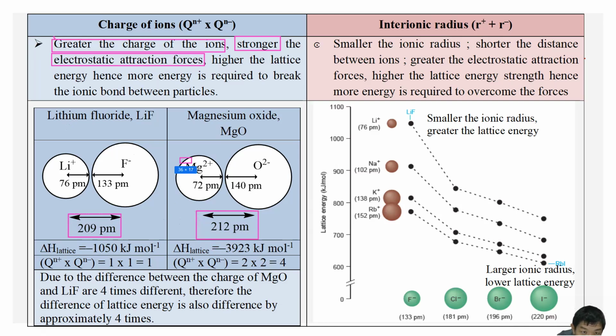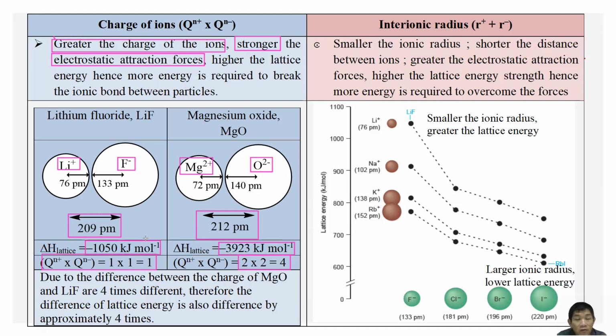However, because the magnesium and oxide ions are Mg2+ and O2-, the total charge here will be 4, whereas lithium fluoride is made of Li+ and F-, so its ionic charge here is 1. That is why, roughly, the difference of the lattice energy between magnesium oxide and lithium fluoride is almost 4 times.